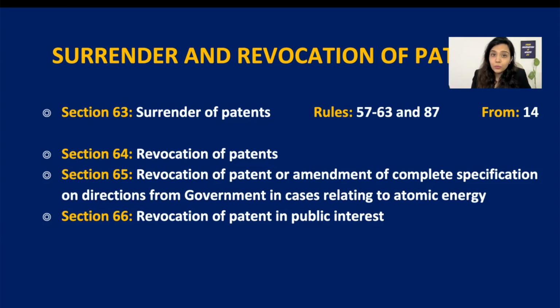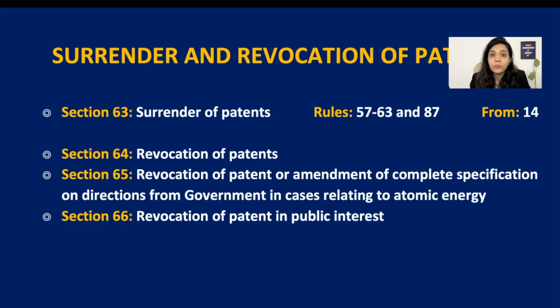Always remember, surrender happens only when the patent is granted, and we are discussing the post-grant processes now. That means, when the patent is granted, what all can happen. That's why surrender, revocation, compulsory licensing, infringement, all these concepts come after the patent is granted. They are not concepts of the patent grant process. They happen after the patent is granted. So once the patent is granted, but the patentee does not want to proceed with the patent anymore, they can file for surrender.